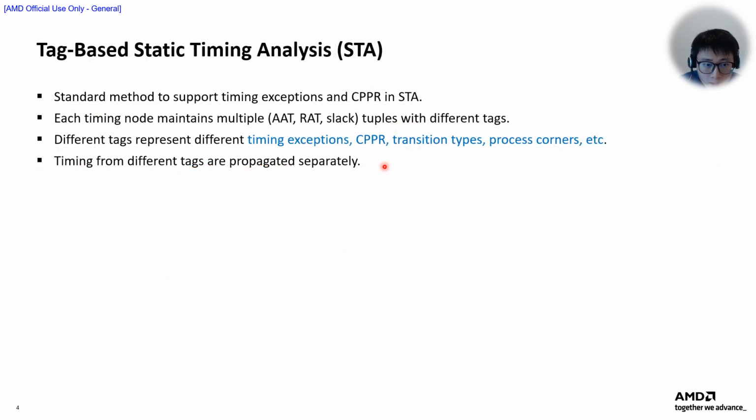So the standard method to support timing exceptions and CPPR in STA is called tag-based STA. Different from the basic STA, where each timing node only maintains a single actual arrival time AAT, required arrival time RAT, and slack, in tag-based STA, each timing node maintains multiple such AAT, RAT, slack tuples with different tags. Here, different tags represent the timing quantities coming from different timing exceptions, CPPR, transition types, and process corners. Timing quantities coming from different tags are propagated separately.